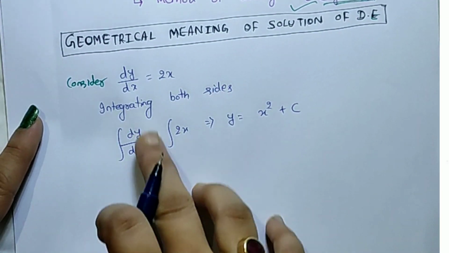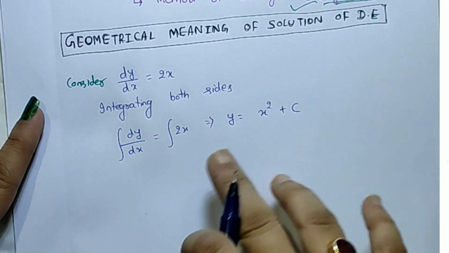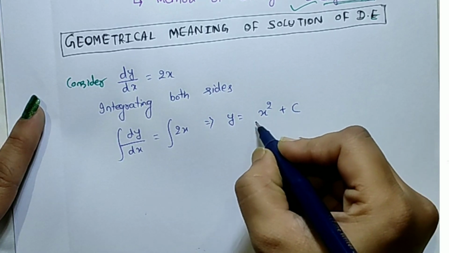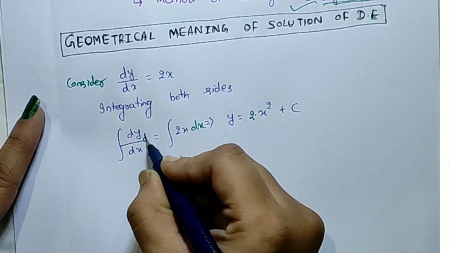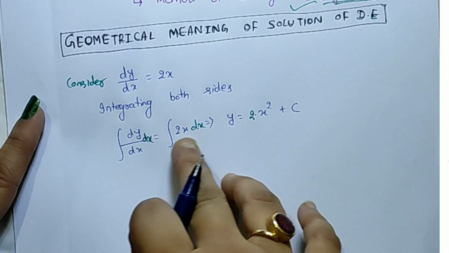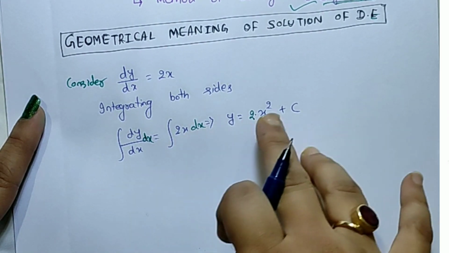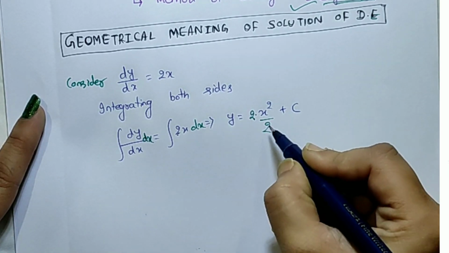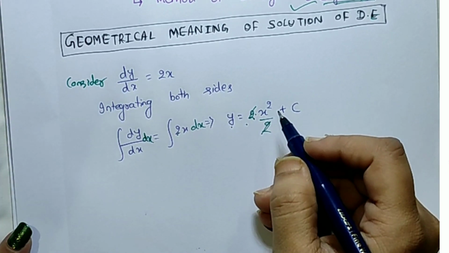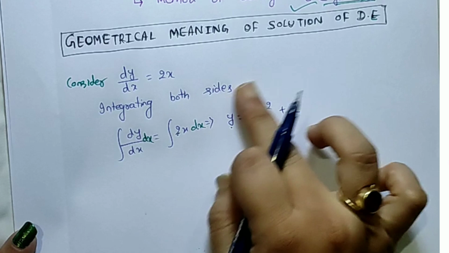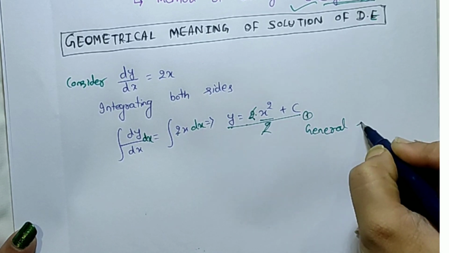Integrating both sides, dy by dx is equal to 2x. Integration of dy by dx is equal to y, and integration of 2x will be what? 2 into x squared by 2, where 2 is a constant. By cancelling out, we got y is equal to x squared plus c. We already know what this is. This is a general solution.